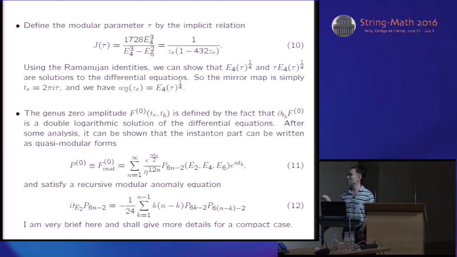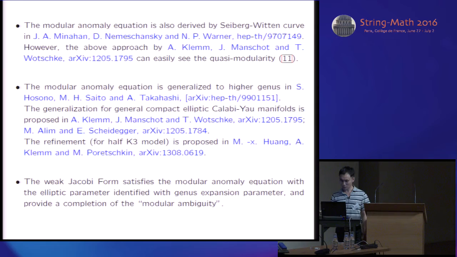After some analysis, whose details I don't give here, it can be shown that this instanton expansion can be written as a quasi-modular form expansion, where the coefficients are quasi-modular forms and satisfy this modular anomaly equation. Here are some references and generalizations of this equation to higher genus. This is actually a motivation, as Sheldon explained in his talk, to propose that the topological string partition function can be written as a weak Jacobi form, because weak Jacobi forms naturally satisfy this equation.